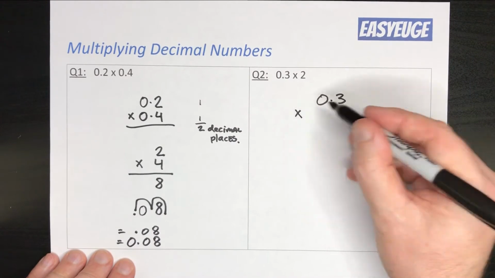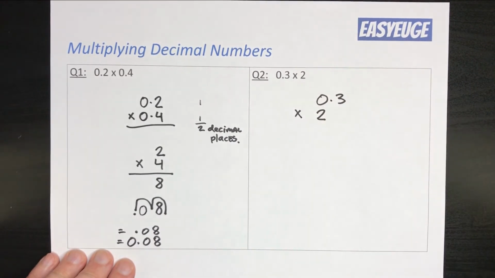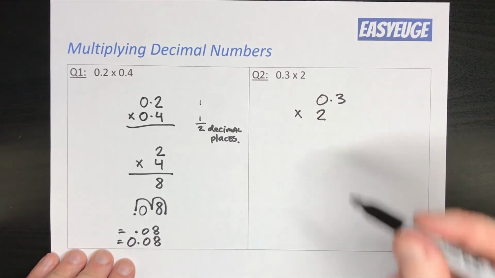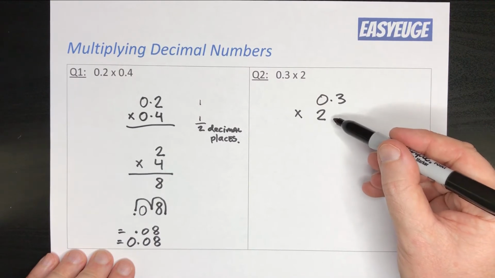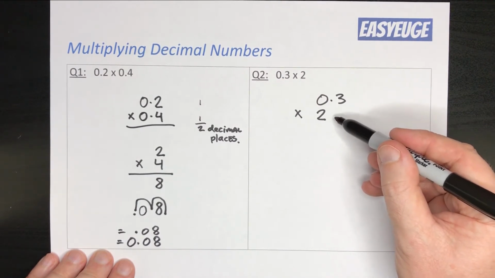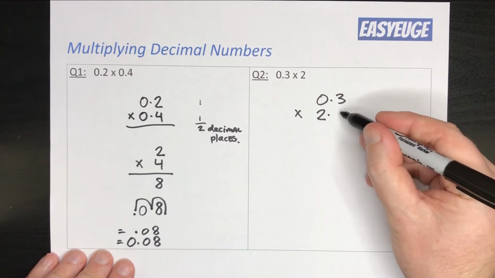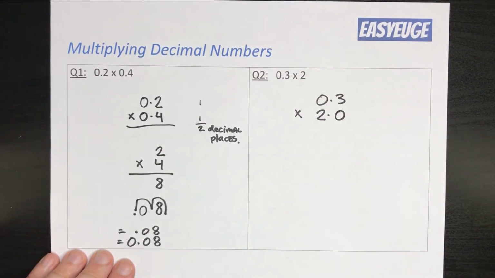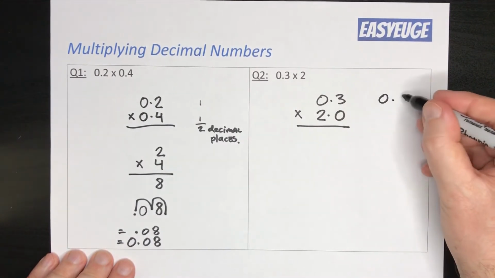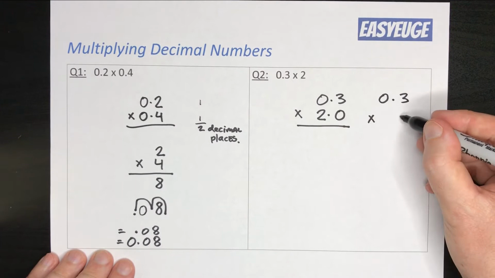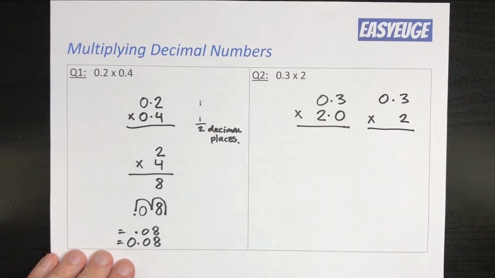0.3 multiplied by 2. Now very interestingly, 2 is not showing here as a decimal number. We don't have the point. So that's the same as 2.0. Okay. So we could rewrite this whole question as 0.3 multiplied by 2. So I don't have to add in the decimal point.